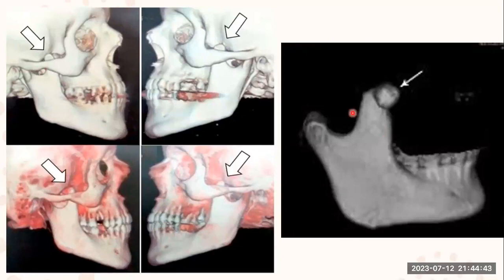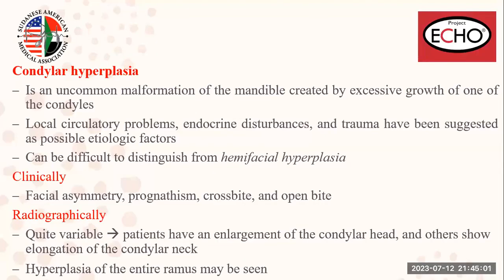This is a picture of an enlargement of the coronoid. It looks a little bit strange, and maybe that's why they suggested this could be a neoplastic growth rather than hyperplastic growth. So I guess the treatment for that should be surgical intervention.